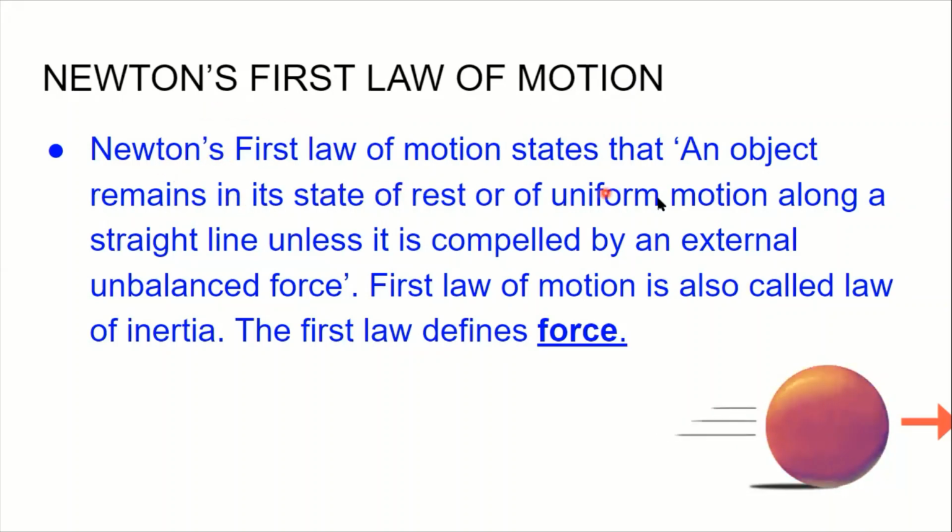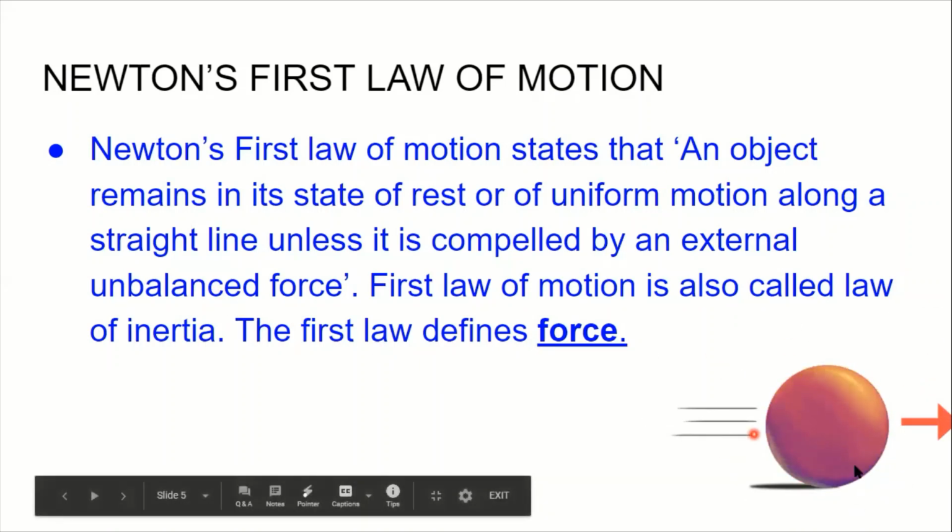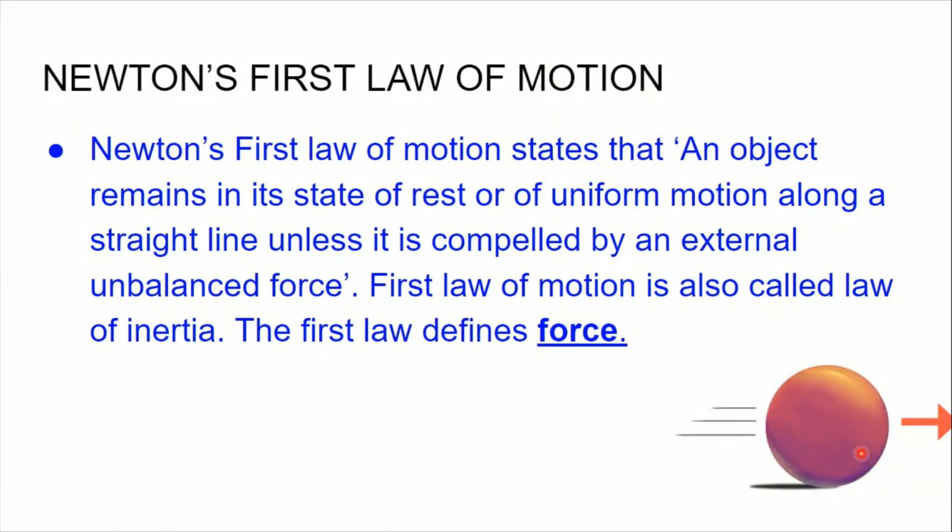Newton's first law of motion states that an object remains in its state of rest or of uniform motion along a straight line unless it is compelled by an external unbalanced force. We see a ball rolling on this surface. So this ball will continue to move. But if we apply any force, that force is an external unbalanced force. If we apply this external unbalanced force, this ball will come to rest. If you want to make it rest, it will come to rest.